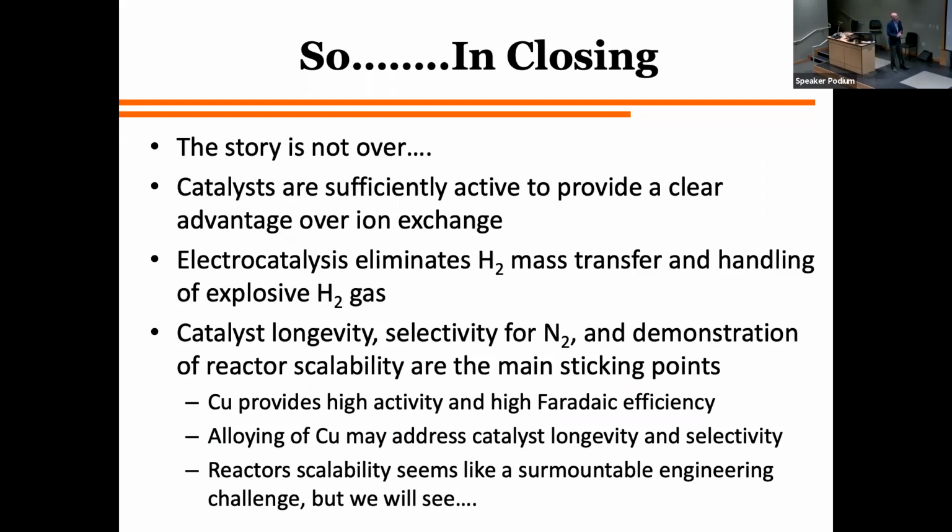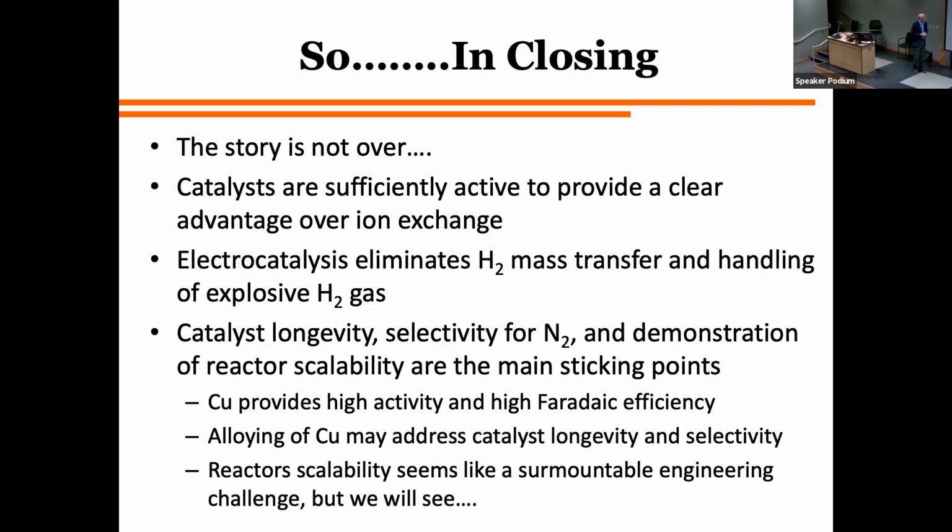So in closing, the story's not over. Maybe I'll be working on it forever. I don't know. Maybe we'll solve it. I feel like we keep making steps forward, but then finding new challenges. Anytime you look at putting a new technology into water treatment, it's a big challenge. What we found is that these catalysts are sufficiently active to provide a clear advantage over ion exchange in a conventional batch system.